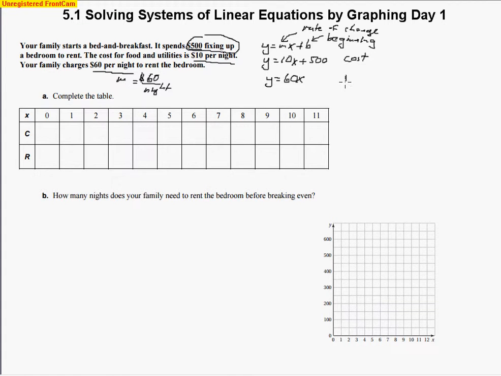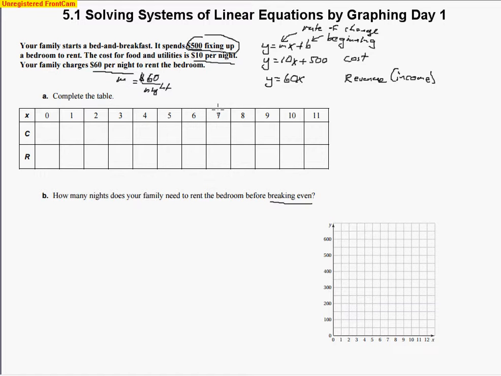And so this is called our revenue equation. Another word for revenue is income, the amount that you earn. And so we're going to see when these two end up having the same value. And that's what we're going to look for. And that's going to be called our break-even point. And so that's what we're going to end up looking for in this problem.